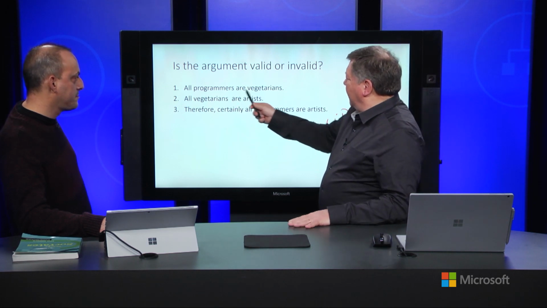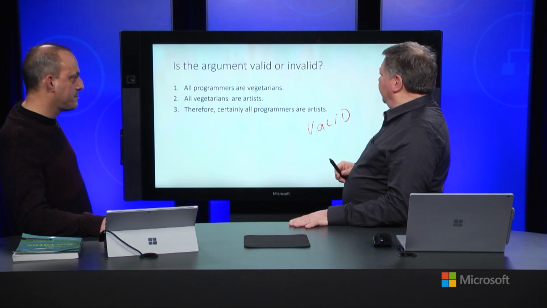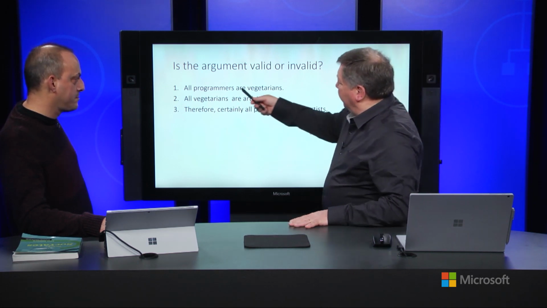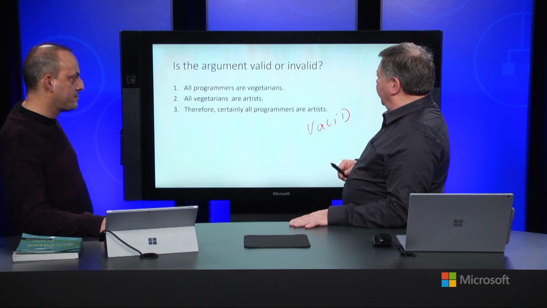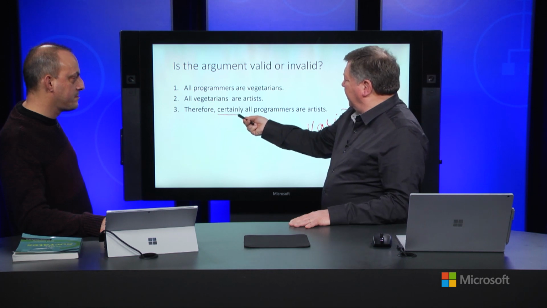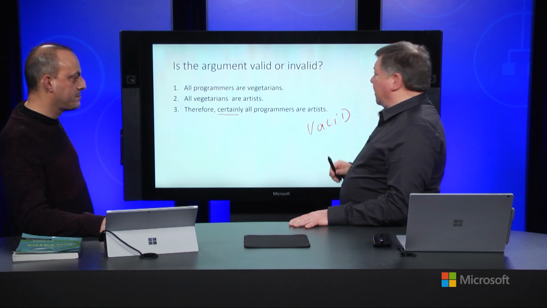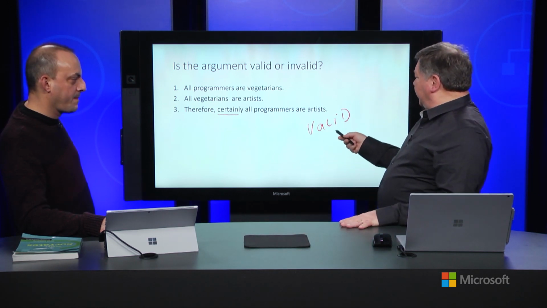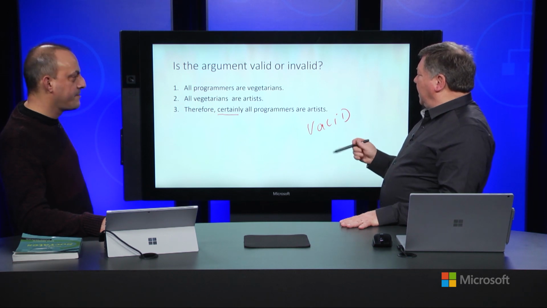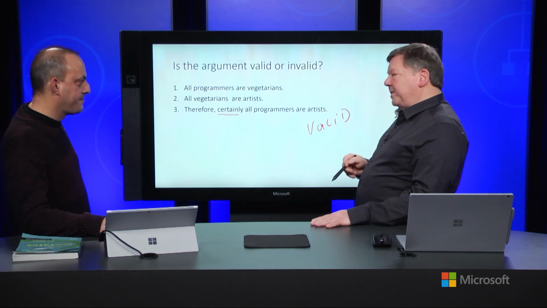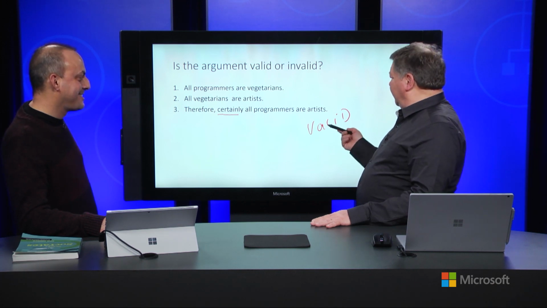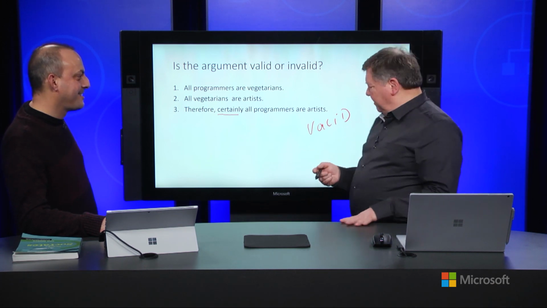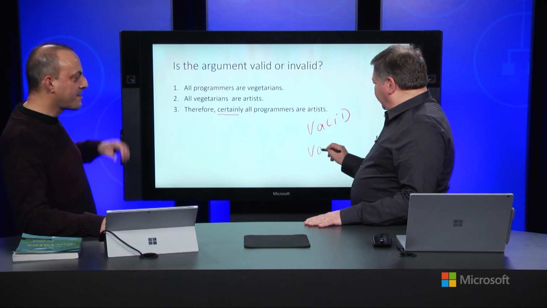If all programmers are vegetarians, every one of them, and every vegetarian is an artist, then it necessarily follows with complete certainty that every programmer is an artist. This is an example of a valid argument. That's correct. Now, it's interesting, the premises are probably not true, and it's still valid. So this bothers students.